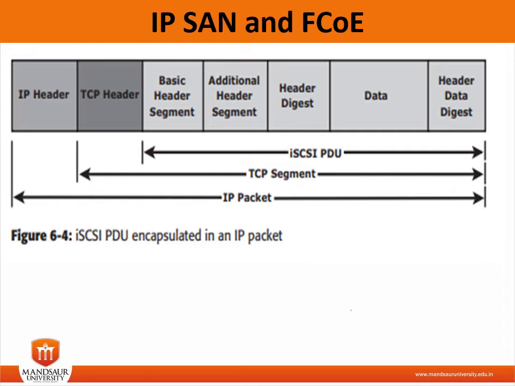Now this figure shows that an iSCSI PDU does not have a one-to-one relationship with IP packets, because depending on its size, an iSCSI PDU can span IP packets or even coexist with other PDUs in the same packet.